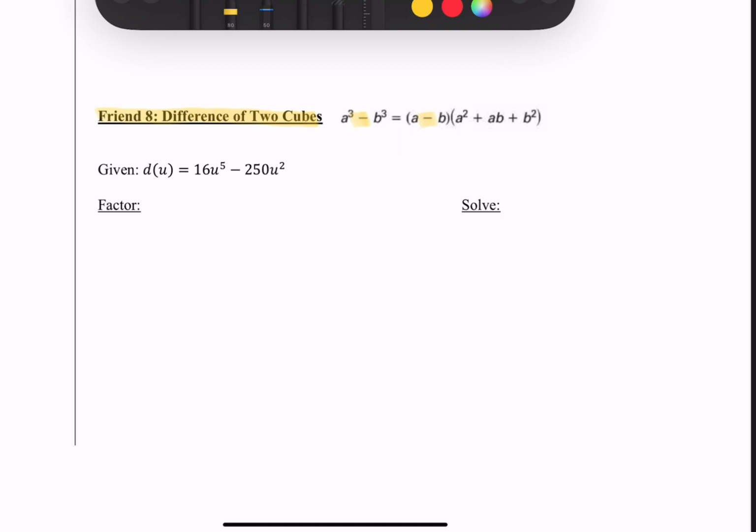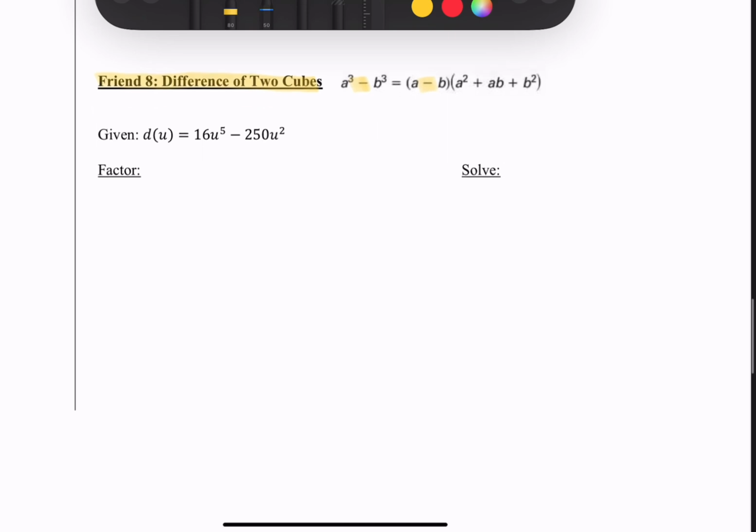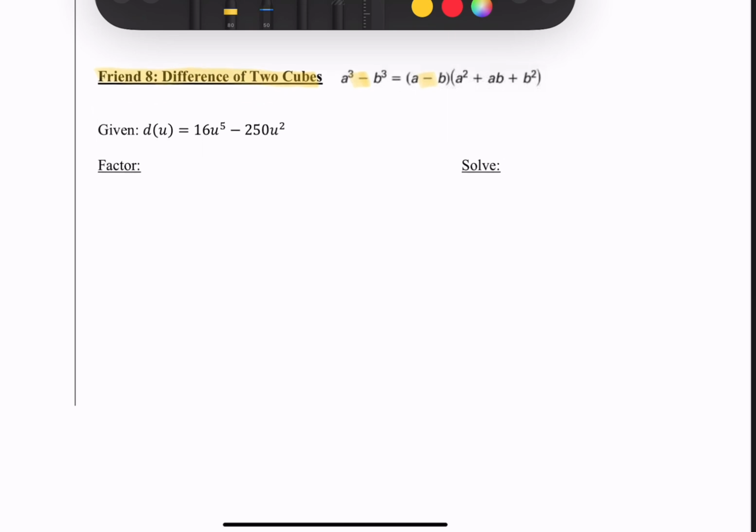Now, when I look at d of u, I don't think those two terms are perfect cubes. I can't take the cube root of 16. There's nothing times itself 3 times that'll give me 16. So don't forget about friend 1, greatest common monomial. I believe that these two terms have a greatest common monomial. They're both divisible by 2, and they both have a u squared.